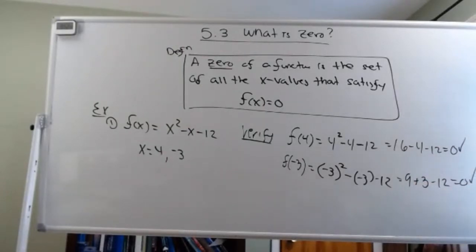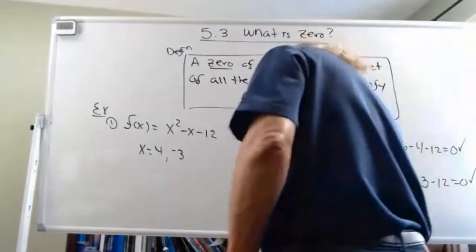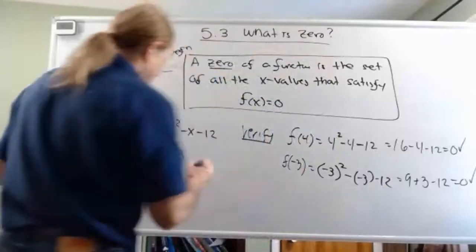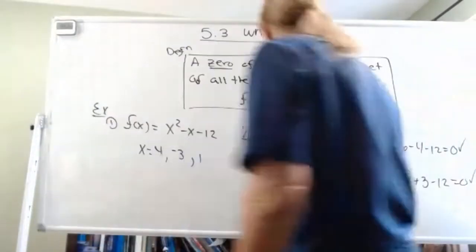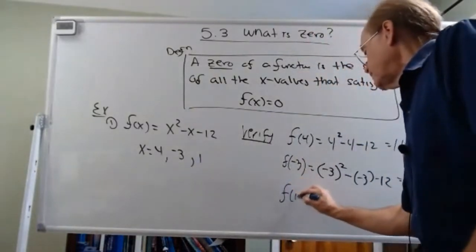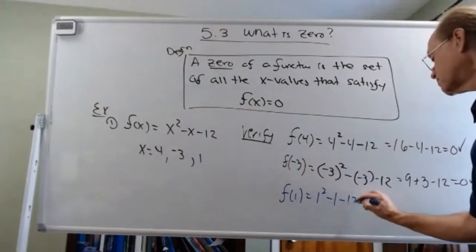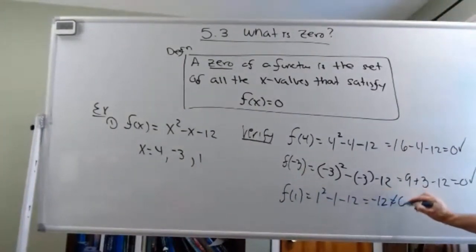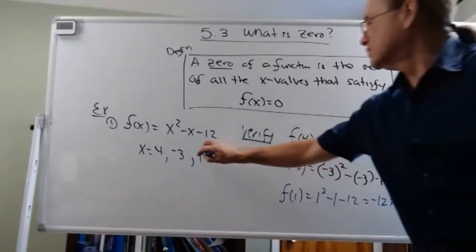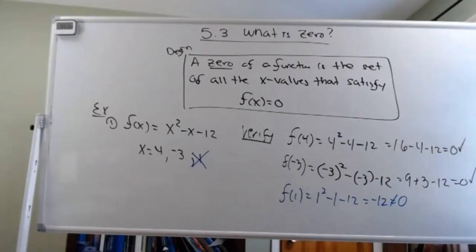So it works. Now what about x equal to 1? Is that a 0? Well, it's not, because when I plug in 1, I get f of 1 is equal to 1 squared minus 1 minus 12. Well, I just get negative 12, which is not 0, so it's not a 0. So it's not in the set, and it doesn't satisfy that condition. Okay, so that's some real numbers.